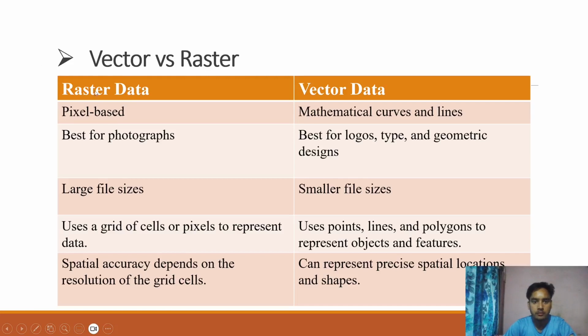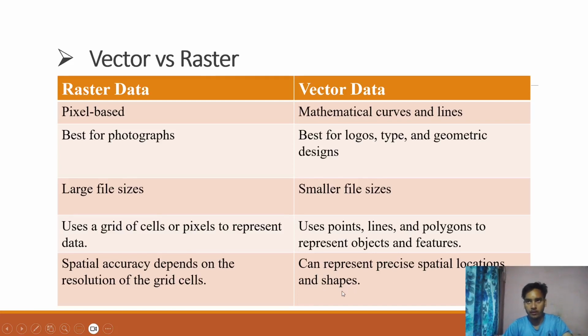Here raster data is pixel based, while vector data is mathematical curves and lines. Raster data is best for photographs, aerial images, satellite images, while vector data is best for logos, type, and geometric design. Relatively, raster data has a large file size as compared to vector data, and the spatial accuracy of raster data depends on the resolution of the grid set, while vector data can represent precise spatial location and shapes.